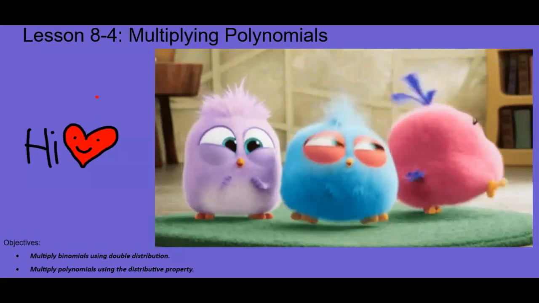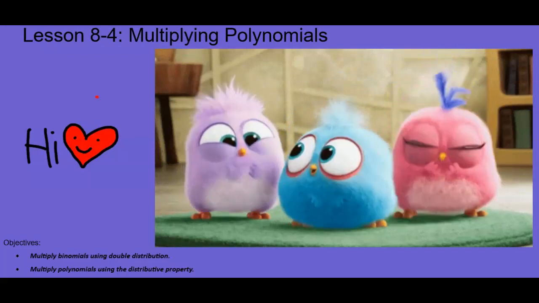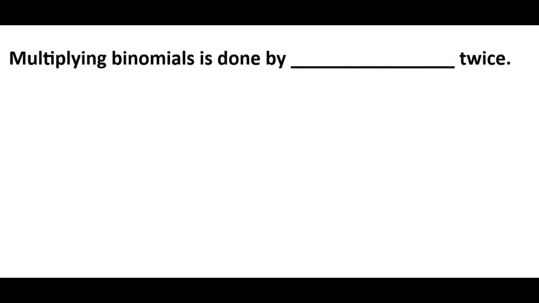Okay, so 8-4 is multiplying polynomials. It's an extension of what we did yesterday. What we did yesterday was multiplying a binomial by a monomial. And what we're going to do is just do that twice. So we're going to distribute twice, right? All we did yesterday was distribute. So this is called double distribution.